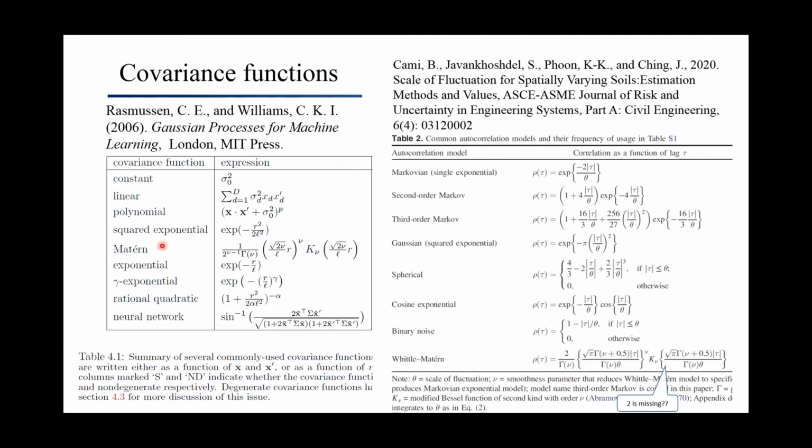This table shows many types of covariance matrix. This table is shown in the Rasmussen and Williams textbook. And this table also shows many types of covariance matrix. This table is shown in this paper. K.K. Fun and Jian Chin are among the authors of these papers.